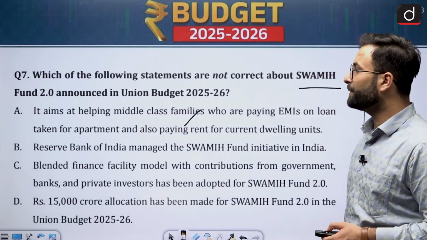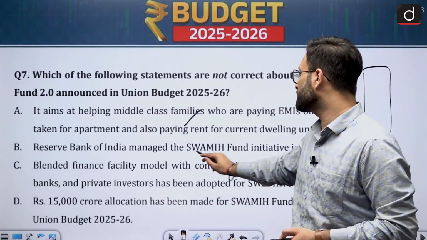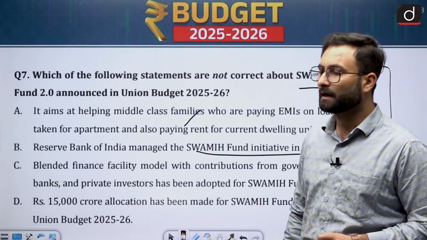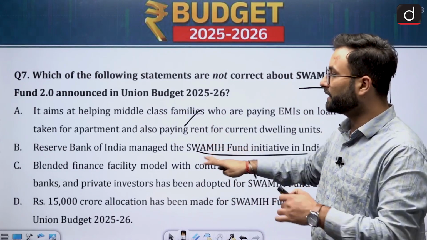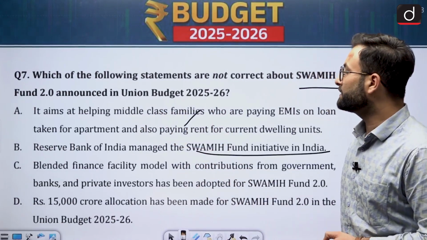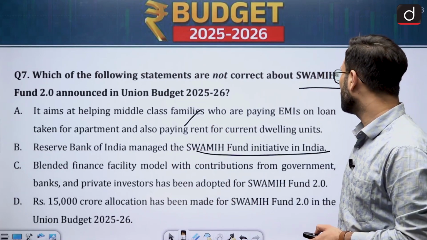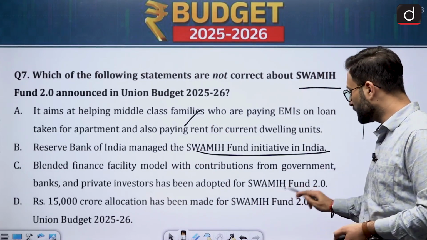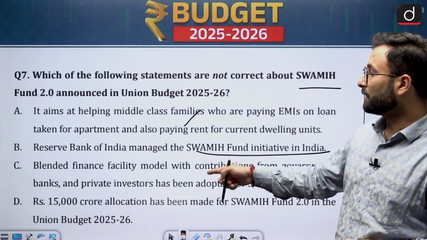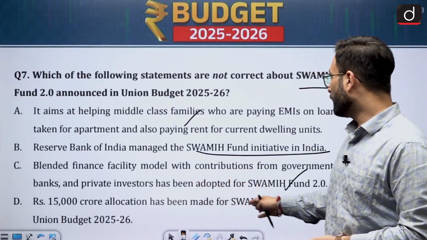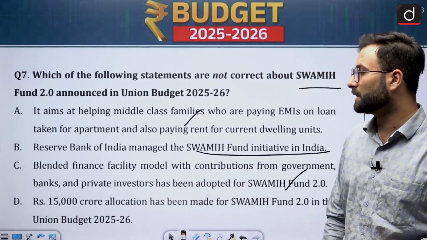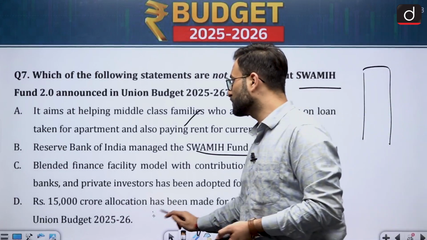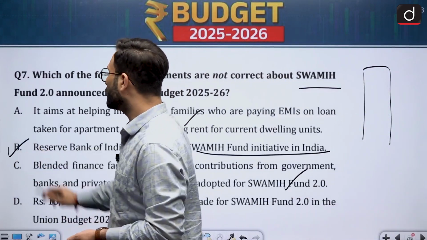Coming to the second one, RBI or Reserve Bank of India manages the Swami Fund initiative in India. Now that is doubtful. We'll be waiting for that. Coming to the next one, a blended finance facility model with contribution from the government, banks and private investors has been adopted for the Swami Fund. Now this is also correct. Rupees 15,000 crore has been allocated for Swami Fund 2.0 in the Union Budget 25-26. This is also correct. So option B is your right answer. That is not RBI.